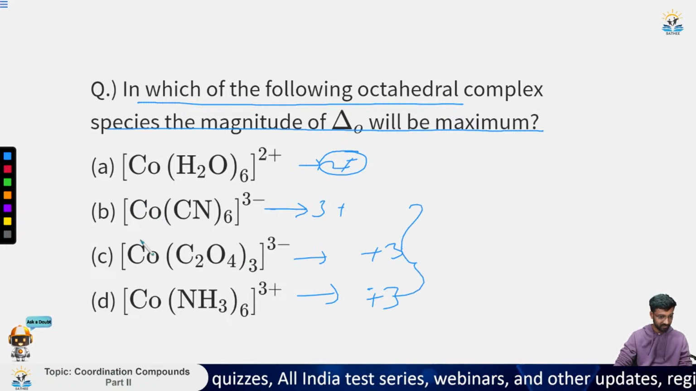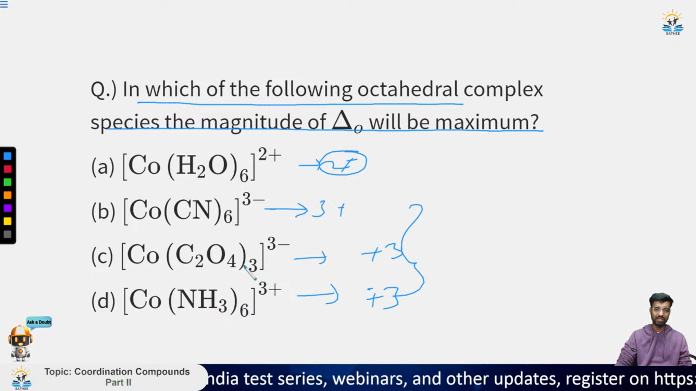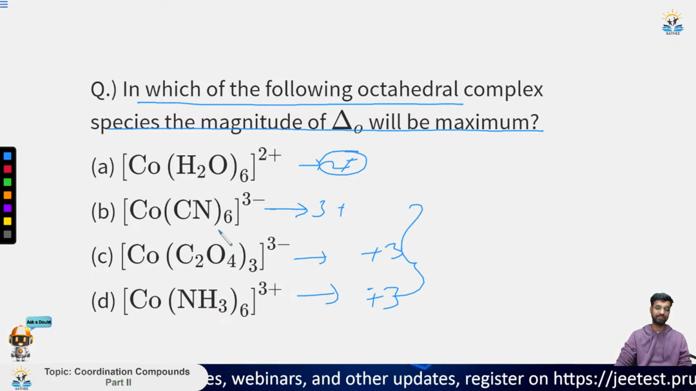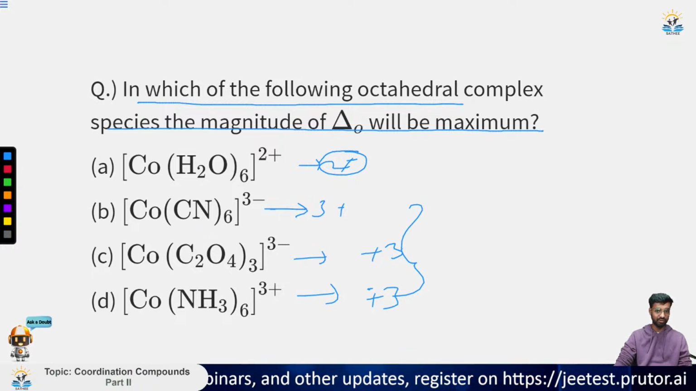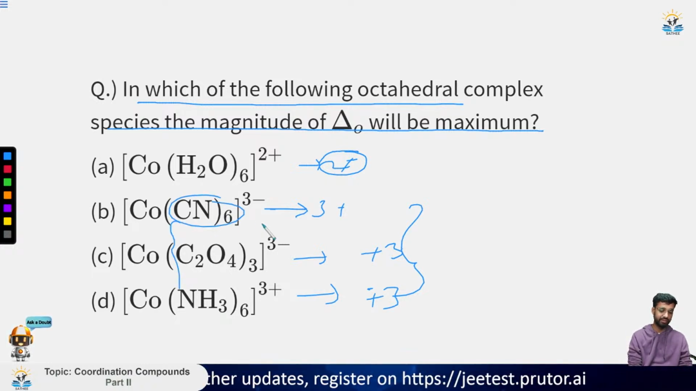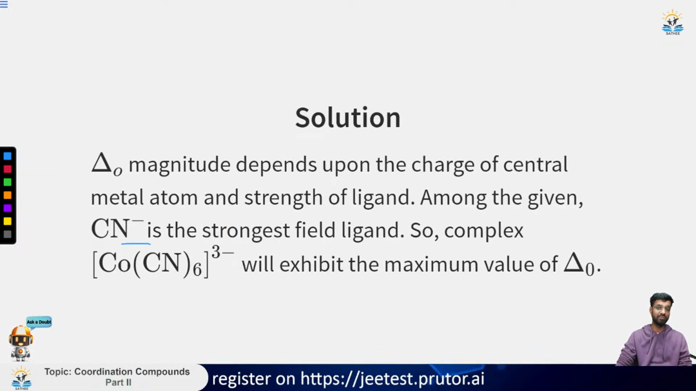Since all three metals are the same and the oxidation state is the same, we will consider the strength of the ligand. Out of these three, CN has the highest strength of all. Due to this reason, it will have the maximum value of delta O.